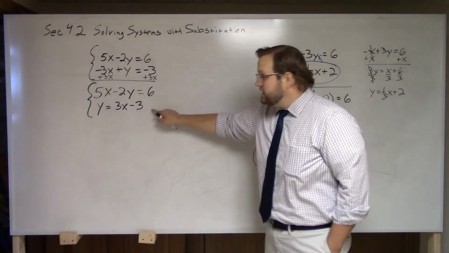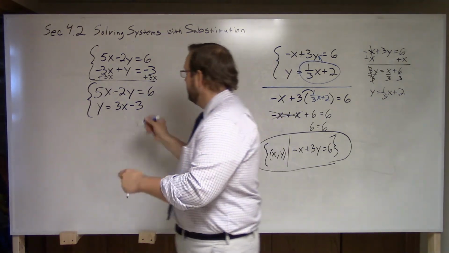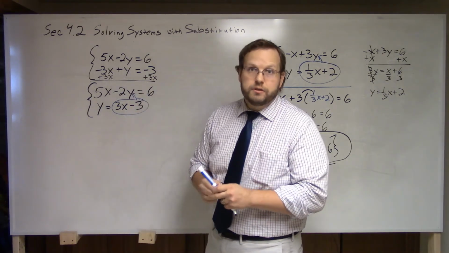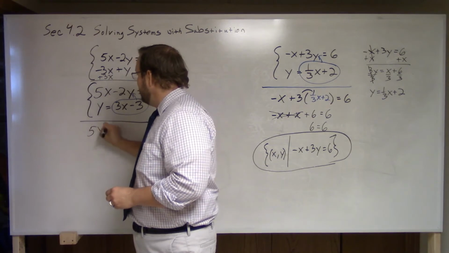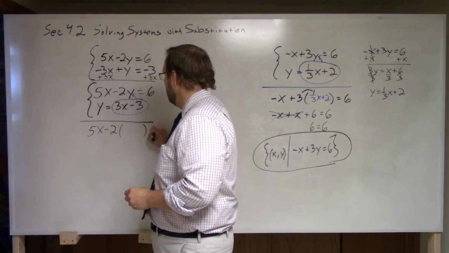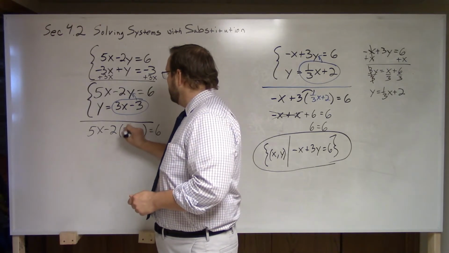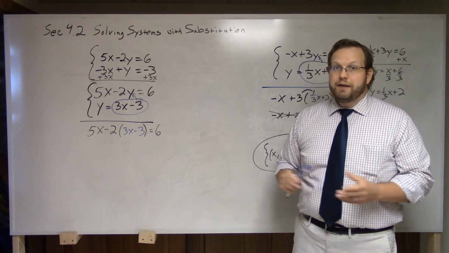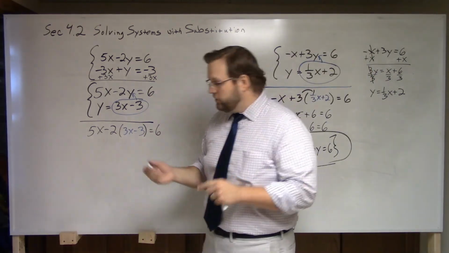Now, I have this system to solve. I am going to take this, plug it in for y, or substitute it in for y. So I got 5x minus 2y equals 6. And then I can plug in 3x minus 3. After that, it's just basic equation solving. I'm going to distribute a negative 2.